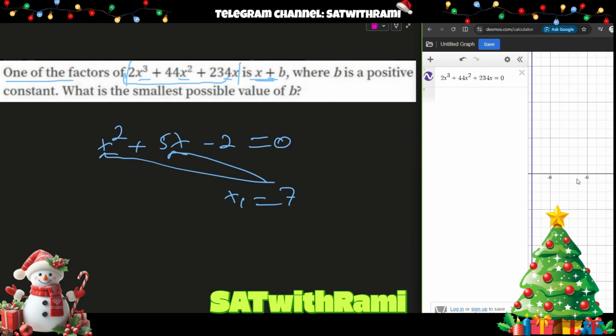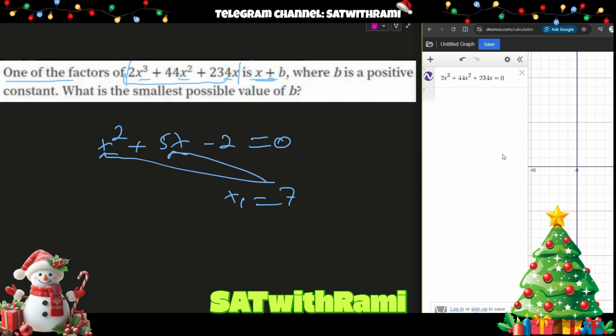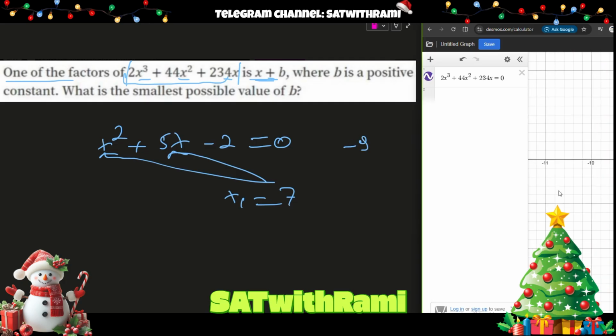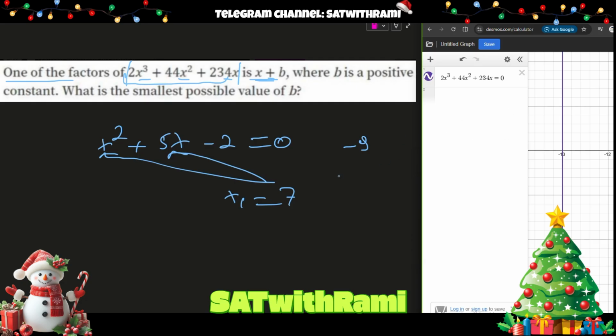One is -9. Let me zoom in. So let's just write -9. And the other one, if I just go to the left, will be -13. Now, here's the thing. I would write this as a factor in this way. It will be x plus 9. We have to change the sign. And it will be x plus 13. Now, because we're told that our factor is x plus b, b can be either 9 or 13, doesn't matter. And we are asked what is the smallest possible value of b, so it would be 9.